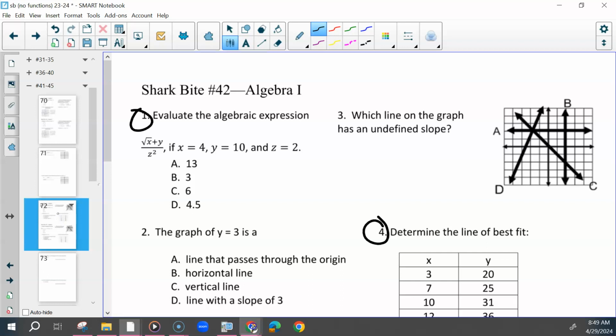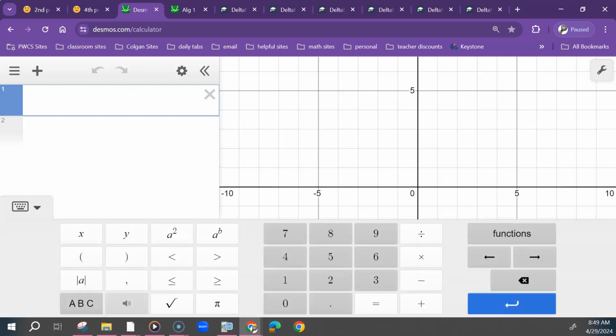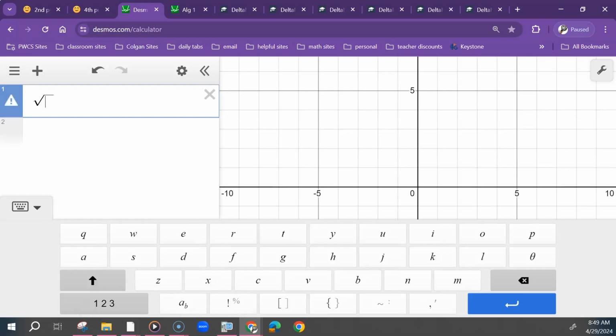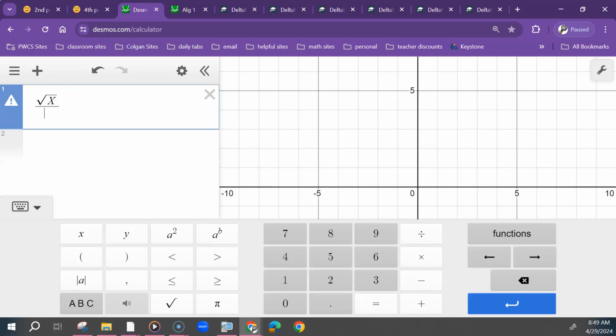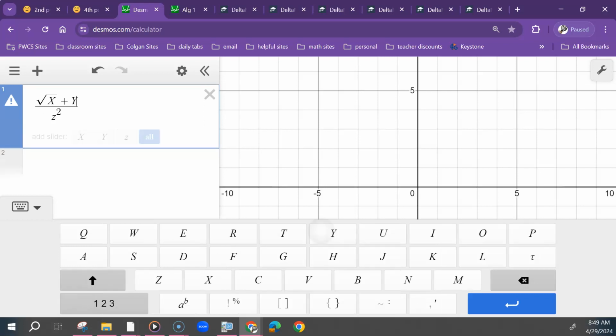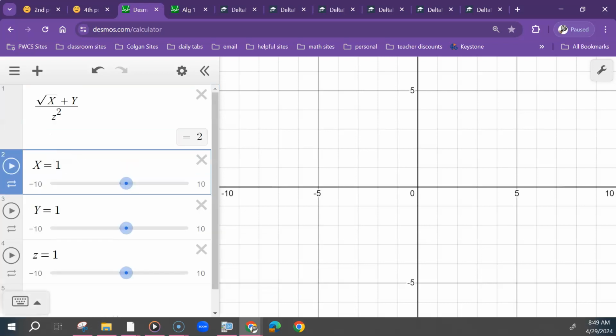One can be done in Desmos a couple different ways. You can either put in each one with a number using parentheses, or you can put each one in using the sliders, if you capitalize the X and the Y. So I'll do that. And then I want to add in all my sliders, change my X to be 4.